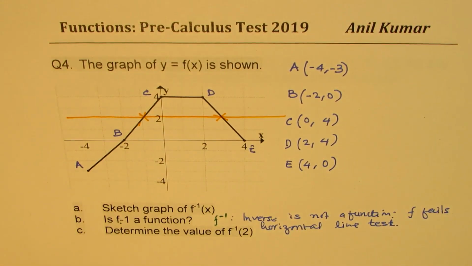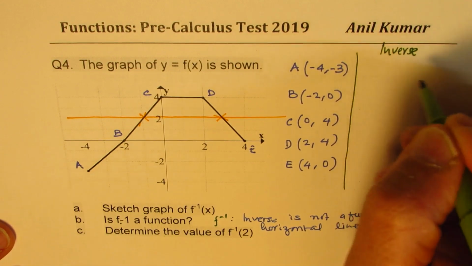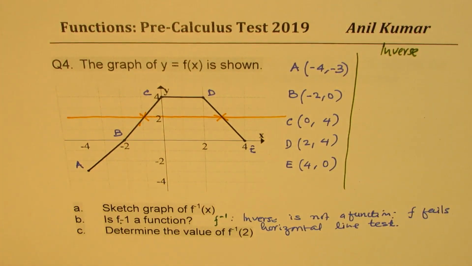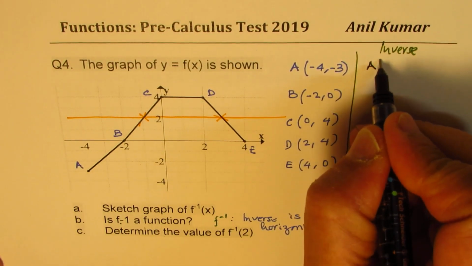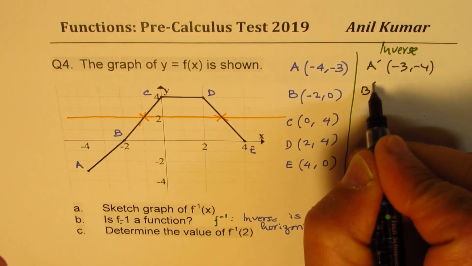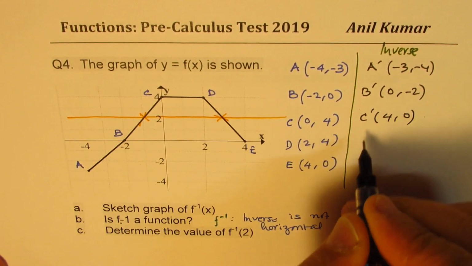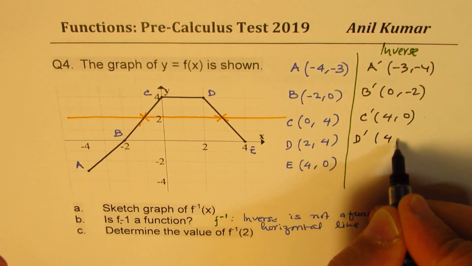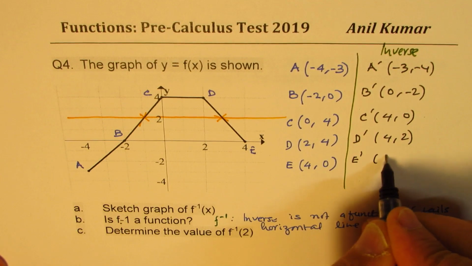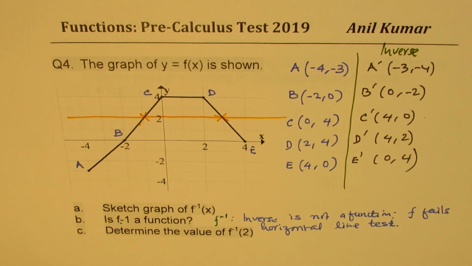Now, when you want to find the inverse, then these coordinates will swap, correct? So for the inverse, we need to swap them. So let us write down the coordinates once we have swapped them. So we have A dash, the image, will be minus 3, minus 4. So just interchange. Do you see that part? B dash is 0, minus 2. C dash will be 4, 0. D dash is going to be 4, 2. And E dash is going to be 0, 4. Correct? So that is the best way to sketch the inverse.